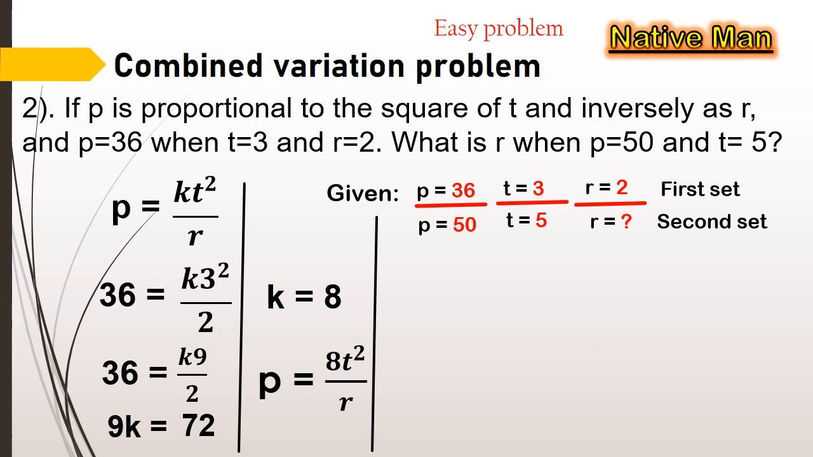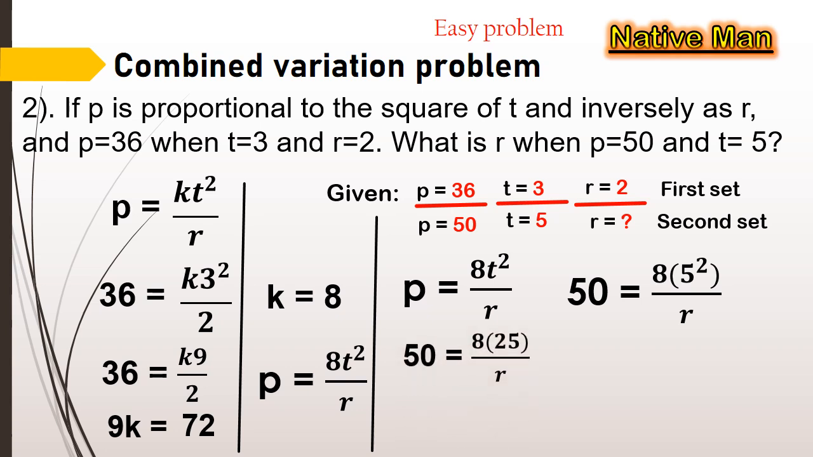Okay? Solve na natin yung unknown sa second set which is R. Gamitin natin yung equation of variation. P is equal to 8T square over R. So, substitute natin. What is P? 50 is equal to 8 times T is 5, so 5 square over R. So, ang variable na tira dyan ay R. So, if you simplify the equation, masosolve natin yung R. So, i-simplify natin yung 5 square. Magiging 50 is equal to 8 times 5 square is 25 over R.